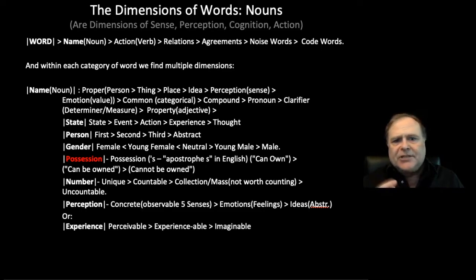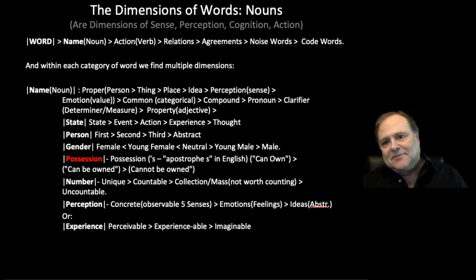So you have possession of what it can own, it can be owned, and cannot be owned. Those things exist. And the number: some things are countable and some things are not. We say a bundle of this or a bunch of, and then we have countable things. So we have countable or unique, countable and uncountable. So that's pretty simple, right?